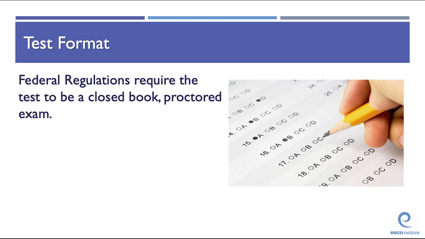Federal regulations require the test to be a closed-book and proctored exam. You will not find valid EPA tests online unless they're in a proctored environment where you are being monitored for not being allowed to use your books. The only outside material allowed during the test is a temperature pressure chart and a basic 4-function calculator. Phones are not allowed to be used during the examination and must be turned off and put away, not on the desktop during the examination.